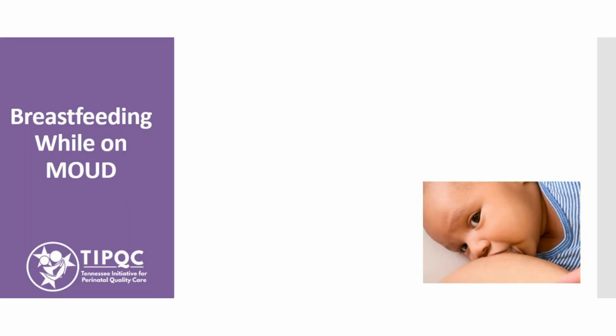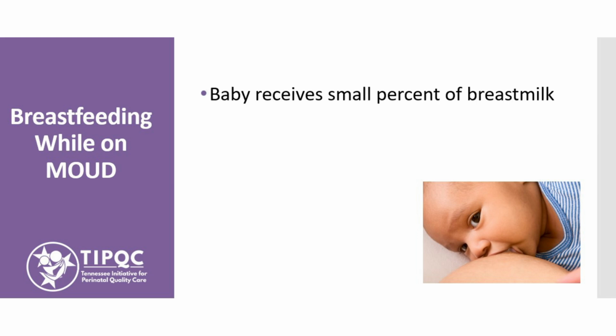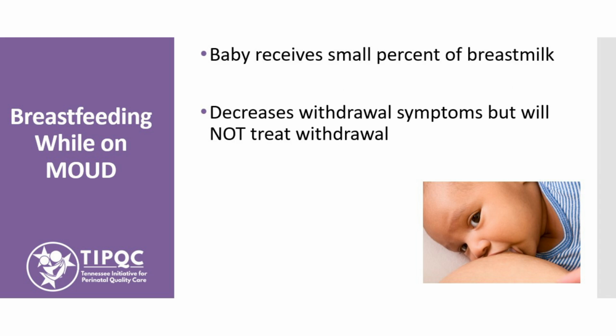So what about breastfeeding when mom is on medications for opioid use disorder? Baby is going to see a small percentage in the breast milk. It's not going to be enough to treat withdrawal symptoms. They should just continue to breastfeed as they normally would and then wean when they would have regularly decided to wean. So whenever it's appropriate for them, we encourage them to go for as long as they can.